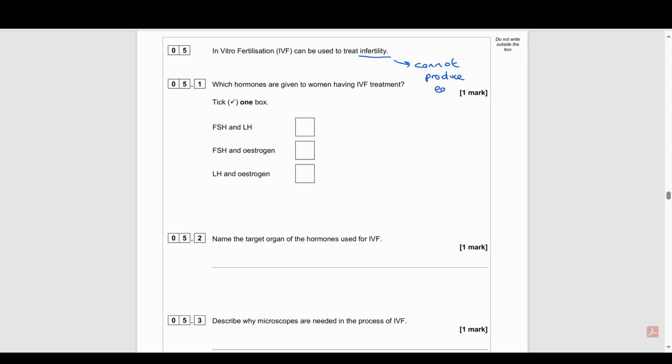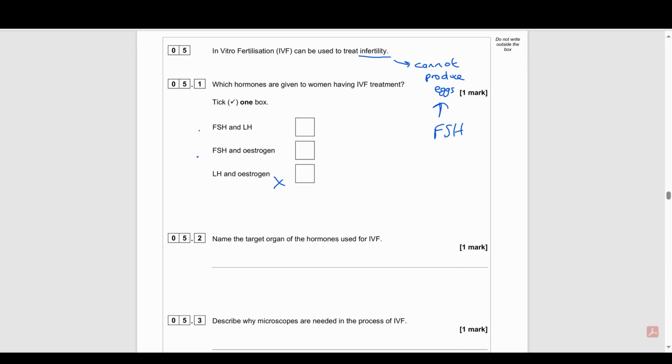So if they cannot produce eggs, we have to remember our normal situation for women that can produce eggs. What is the reason why they can produce eggs? It's because they have certain hormones that are being produced, and the hormone that is going to help mature eggs is going to be FSH. So what we're looking for then is an answer that is containing FSH, which is our first two. So we know that our last one can't be correct.